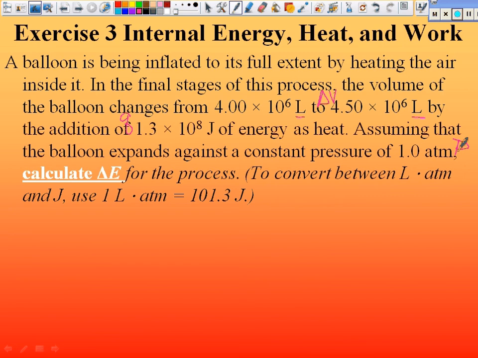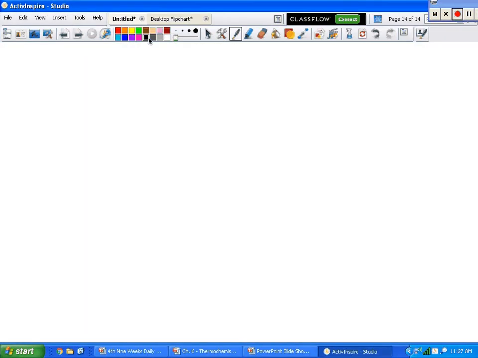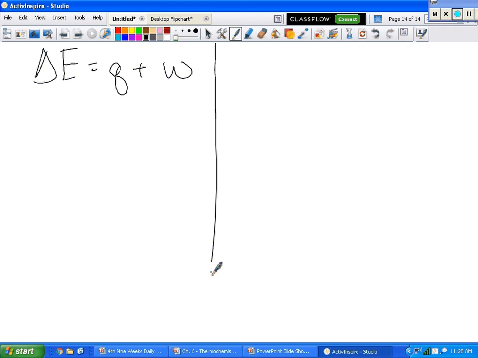Well, here's the problem. We had two formulas. I promise I'll come back. So we had delta E is equal to Q plus W. And we also had W is equal to negative P delta V. Well, the problem is we don't know specifically W, right? But can we calculate W? Yes, okay. Now, they tell you the pressure was what, 1 atm? Okay? So the pressure was 1 atm, and what was the delta V?